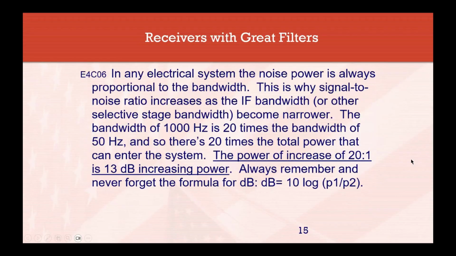Okay, noise power is always proportional to the bandwidth. This is why signal to noise ratio increases if the IF bandwidth or another selective stage bandwidth becomes narrower. A bandwidth of 1,000 hertz is 20 times the bandwidth of 50 hertz. There's 20 times the total power that can enter the system. That's a power increase of 20 to 1, which is 13 dB.